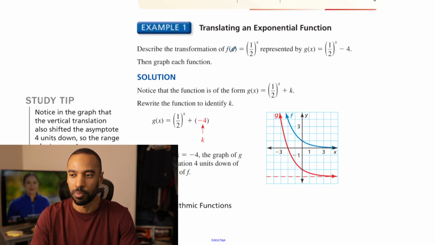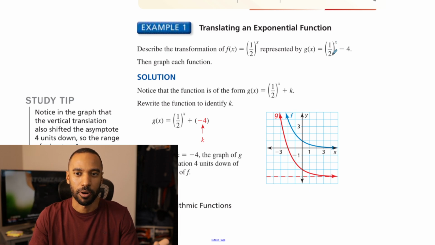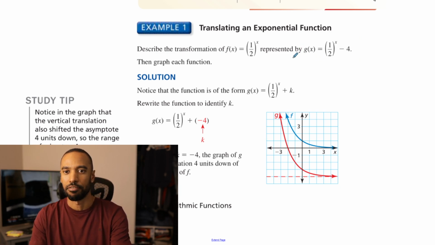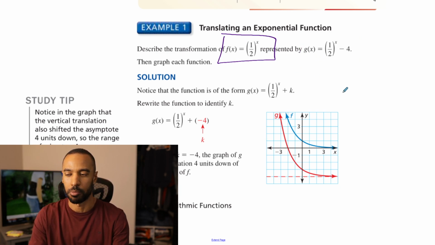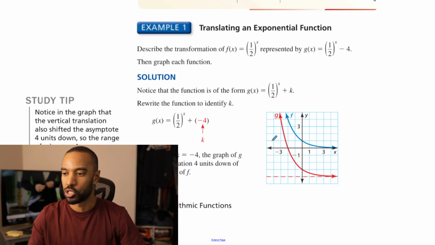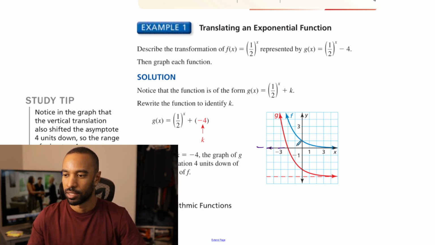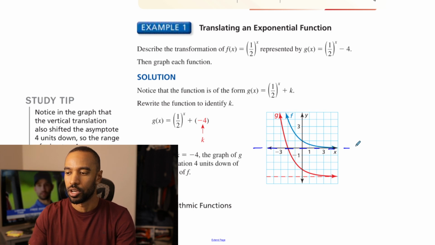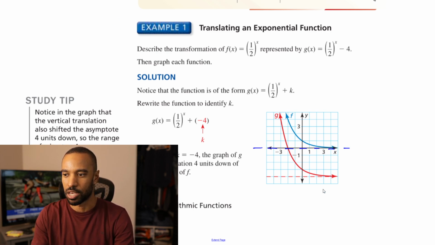Describe the transformation of y equals f of x. f of x equals 1/2 to the x power, represented by g of x equals 1/2 to the x minus 4. Now, for me personally, I can go straight off this and feel good with it. Obviously, I'm going to be graphing both of them. If you do have your parent function, what's happening from the parent function to this one? Minus 4 means it's translated down 4 units. So the original graph has a horizontal asymptote on the x-axis, on y equals 0. You can notice that it shifted down 4 units. That's how I would start my graph.